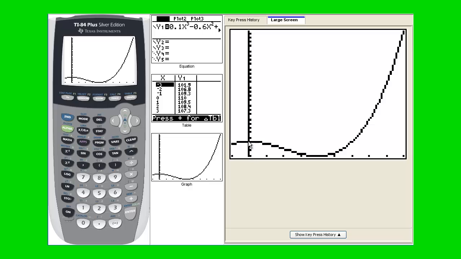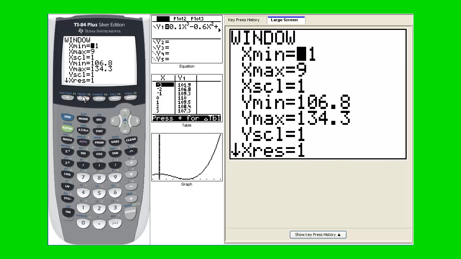Remember, if your y-intercept is a 110, this is probably a 109, 108, 107. The best way to double check that is to go back and look at your window. So notice how our x-min and our x-max are still the same, but by using your zoom fit, it zoomed in on the important part of your graph. It goes from 106.8 up to 134. So let's actually make this a y-min of 106.